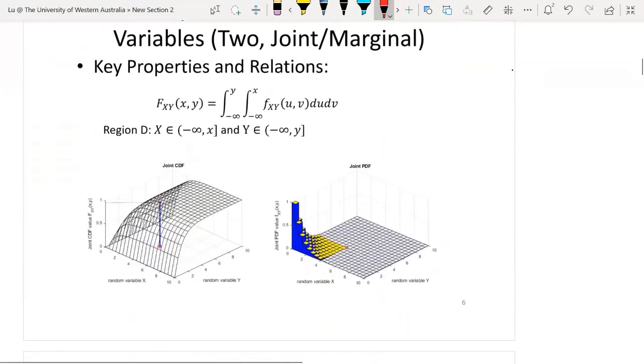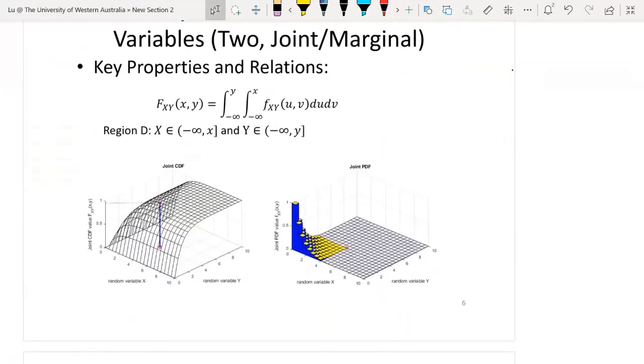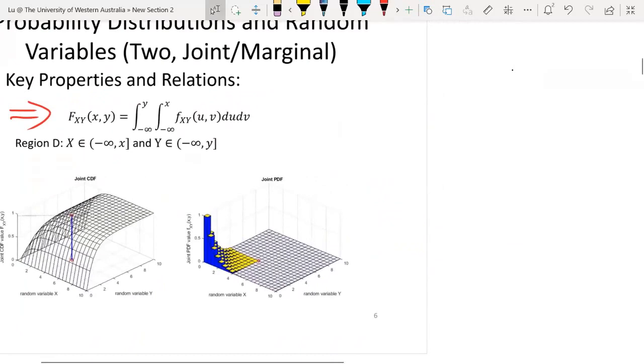Moving on to the next part, the second property. In this part, we want to make the connection between the joint CDF and joint PDF. Of course, the result is very easy to derive because this comes from the definition of the joint PDF, with maybe one or two steps of conversion. But we want you to understand graphically what it means between the two different graphs. So let's derive this one mathematically.